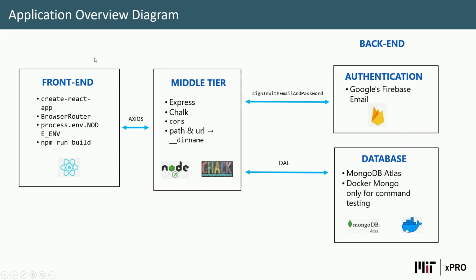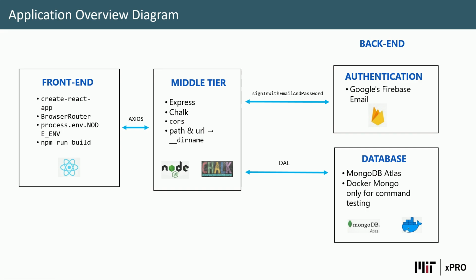My front end connects to the middle tier using Axios. I am not using Super Agent. Okay, then let's continue with the middle tier.